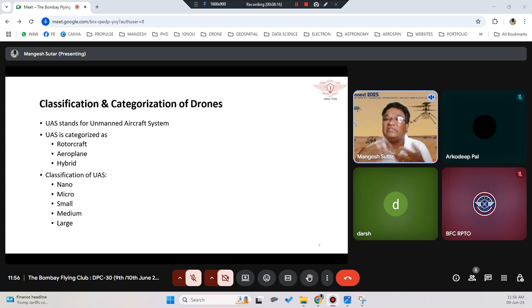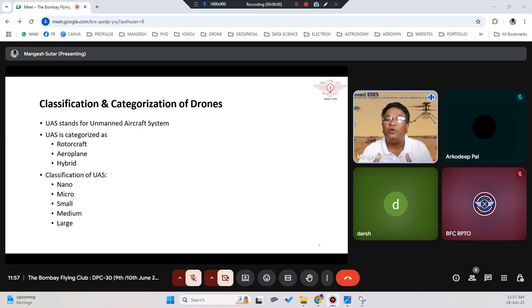Now let's see how we classify. Classification of unmanned aircraft systems with respect to Drone Rules 2021 is done with respect to the weight, what we call MTOW, maximum takeoff weight. Maximum takeoff weight is a defined weight of that particular unmanned aircraft system by which we classify our drones. With respect to the weight, we have 5 classifications. First is nano, then micro, then small, then medium, and then large. So with the least weight first, it gradually increases. Nano is up to 250 grams.